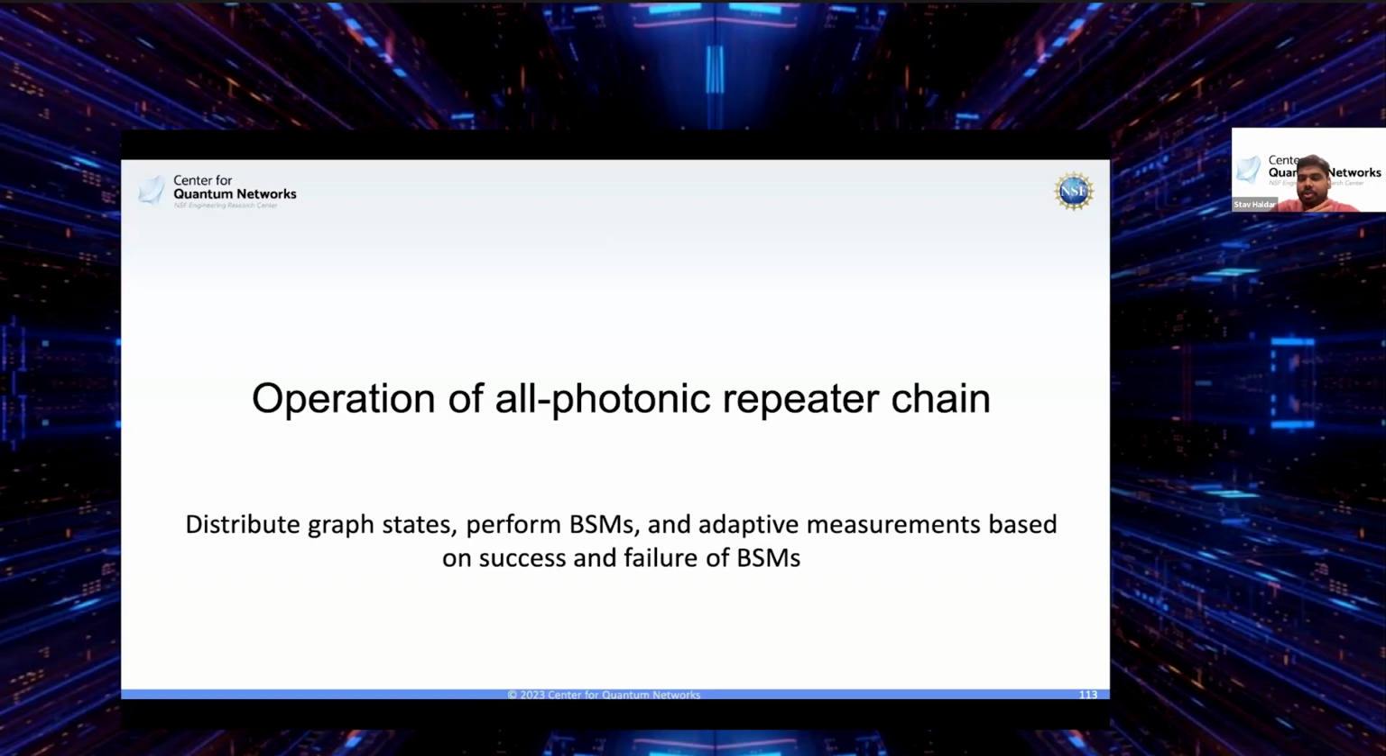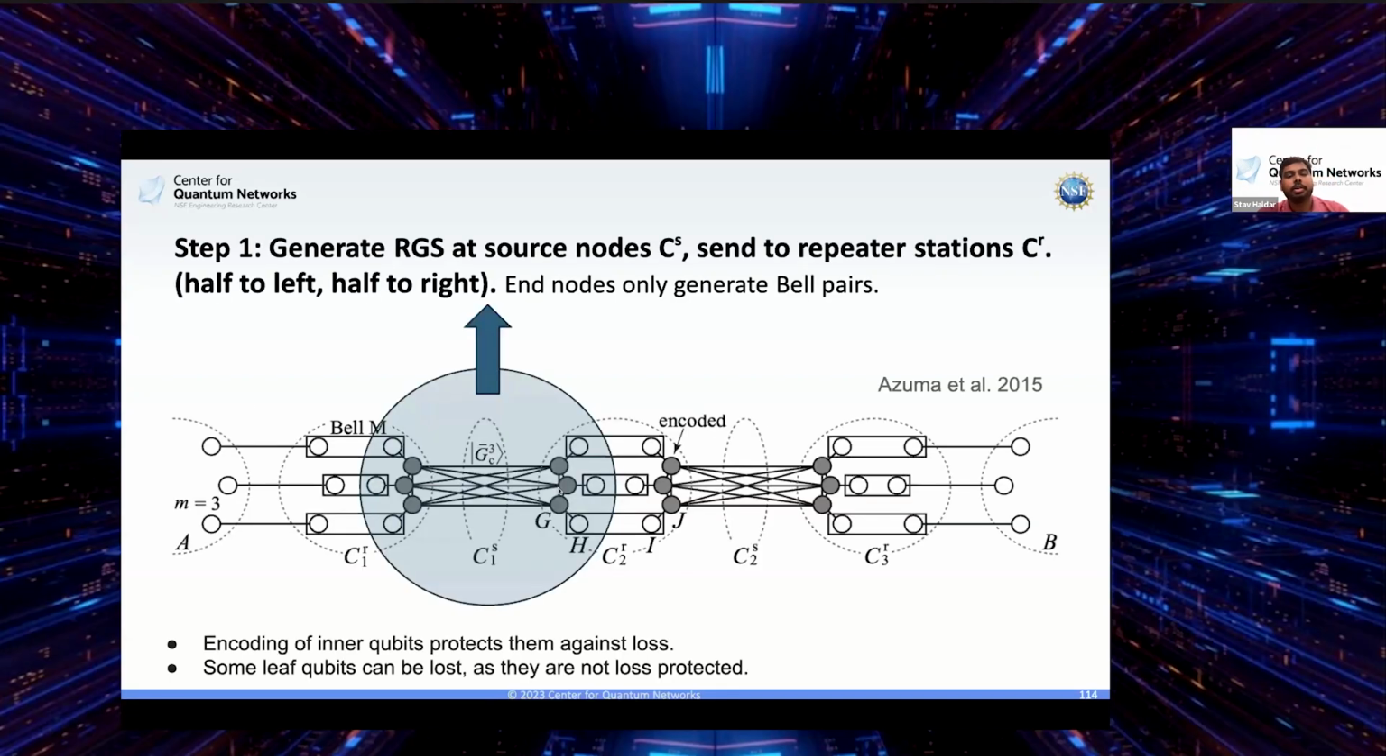And the key chain of steps would be you distribute these graph states which we just discussed, right? So you have the repeater graph states, those are your resources, you distribute them, you perform some Bell state measurements. Remember, the Bell state measurements, as always, will be probabilistic. Then you do some adaptive measurement based on the success or the failures of the Bell state measurements, right? So this is again also from the MBQC point of view, that's what we have been talking about, right? Okay, so let's see how this works.